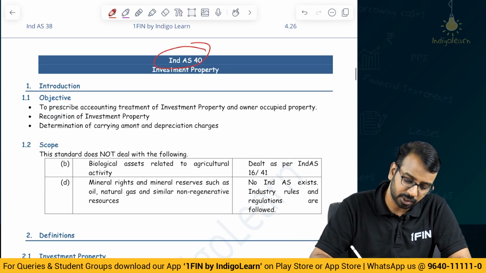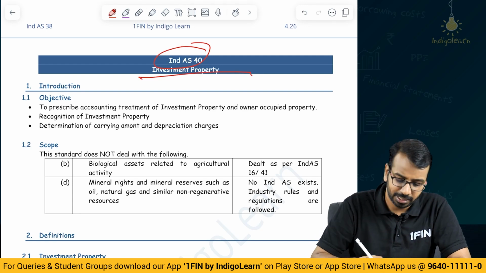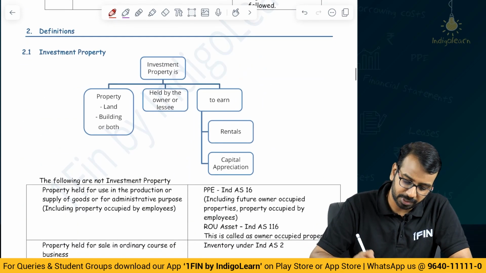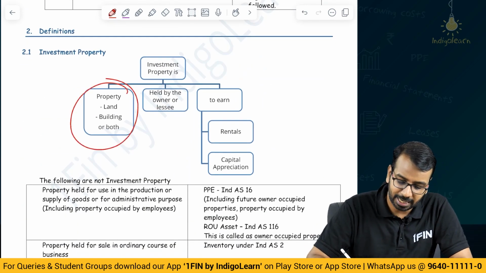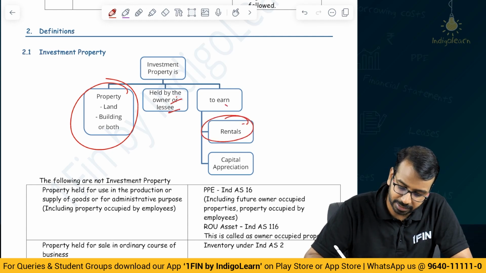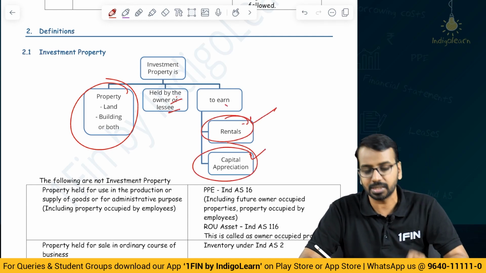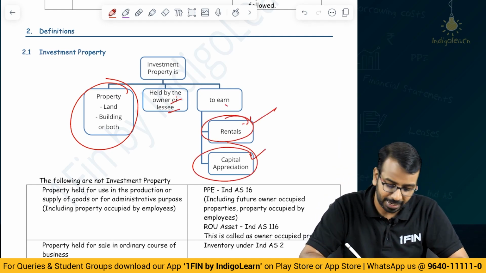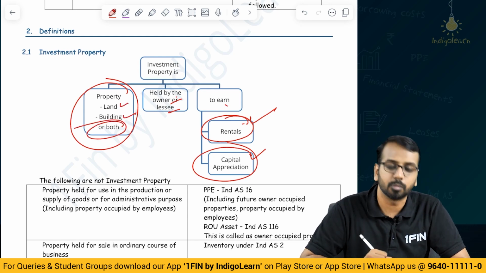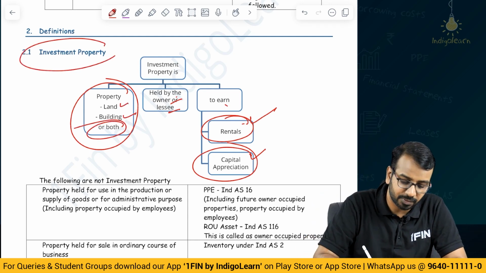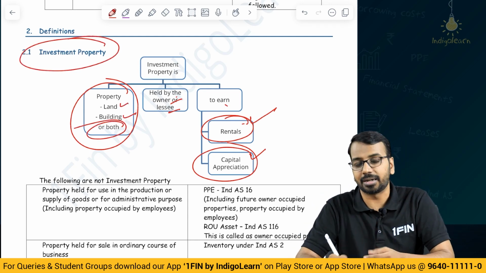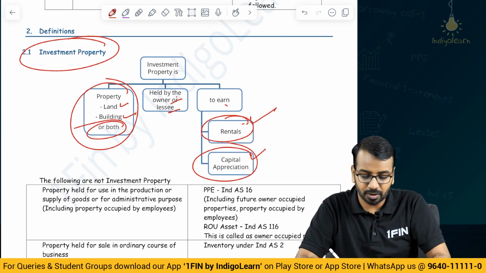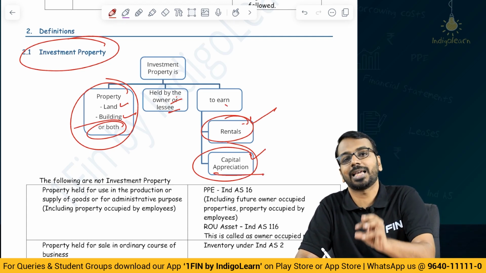Moving on, IndAS 40, investment property, very, very simple standard. Investment property is what? Investment property is property, land or building held by owner or lessee to earn rentals or capital appreciation. So objective is rental or capital appreciation, and you have land or building or both. This property will be classified as investment property if you are using it for rentals or if you are holding it for capital appreciation.